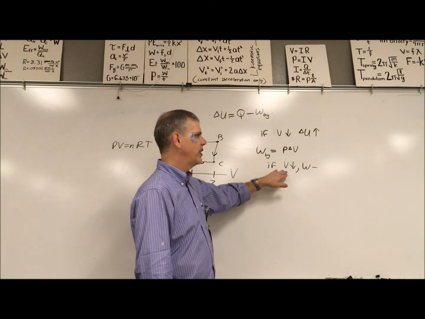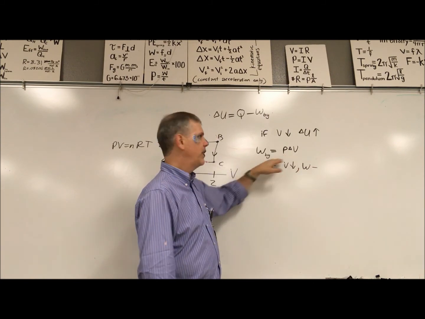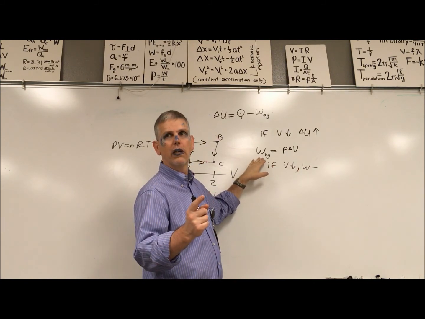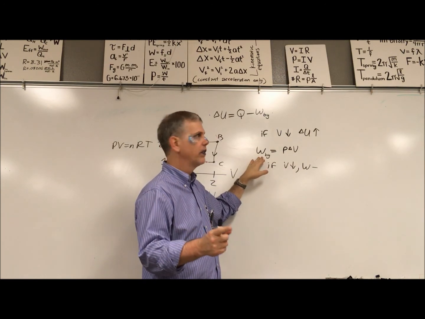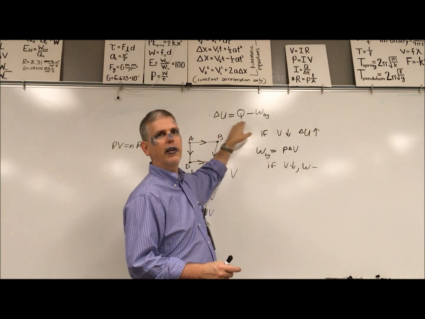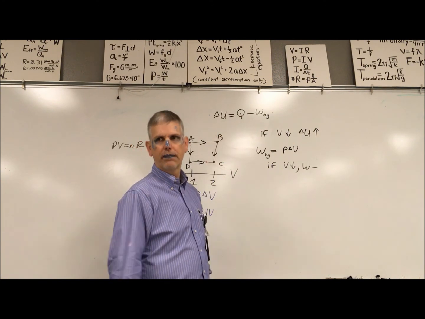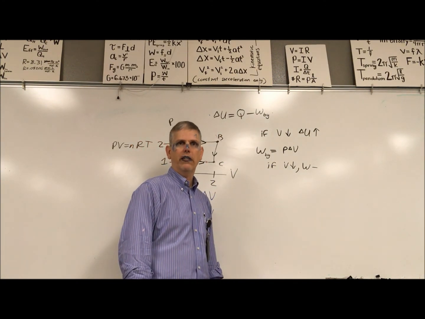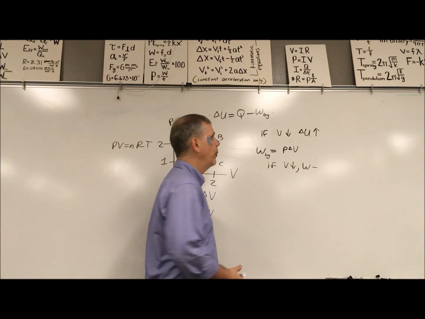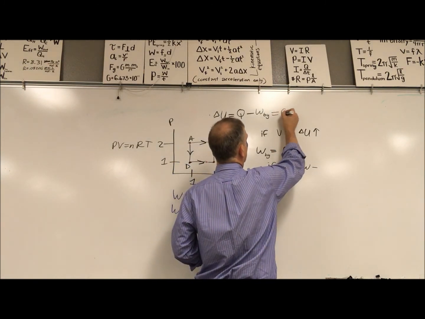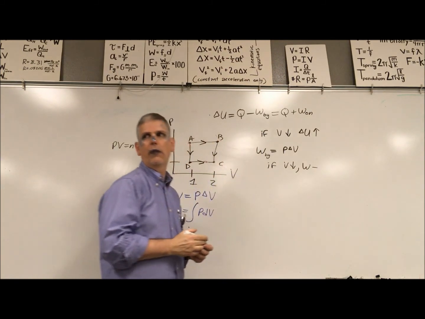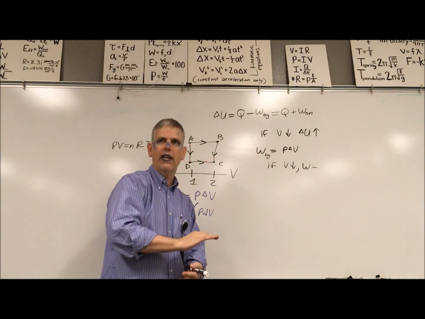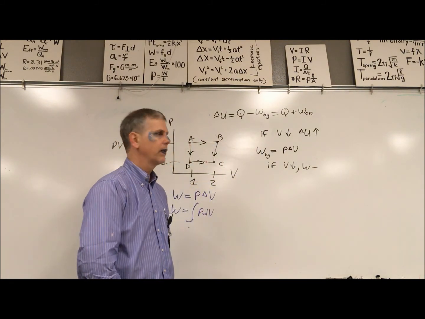So once again, volume goes down. Volume's down. This is negative, and a negative times a negative gives me a positive. That's why that equation makes sense. Now you could also write it the other way, which would be the work done on the gas by the piston. Okay?